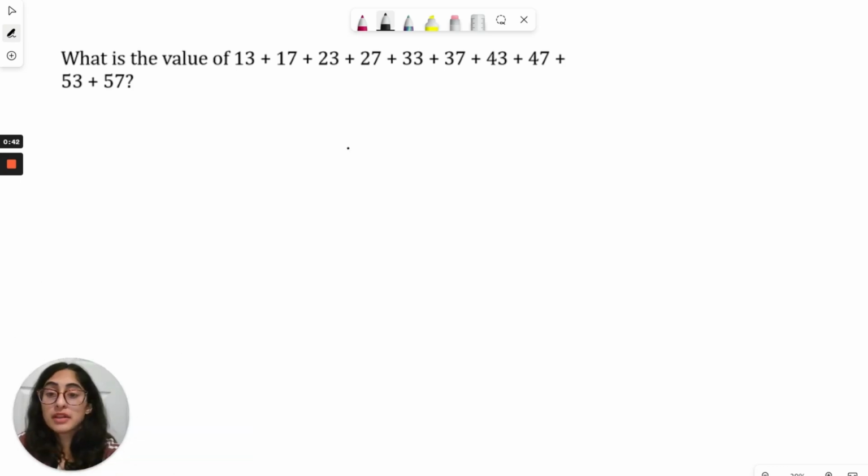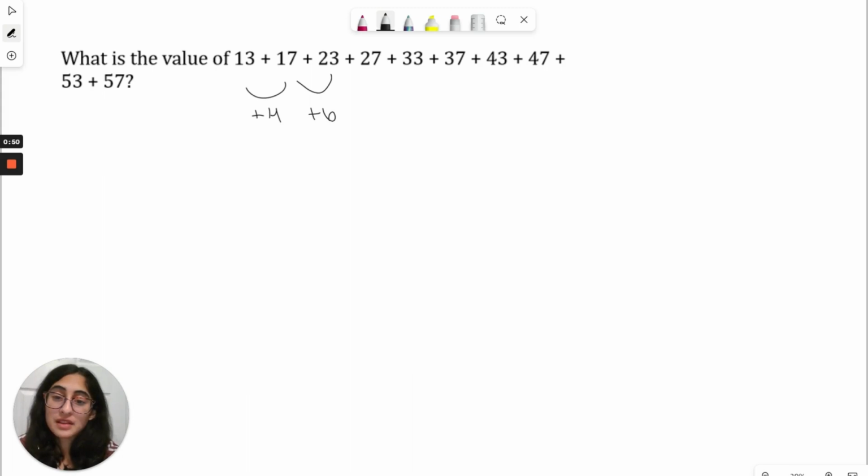We increased by 4 to get from 13 to 17. Oh, but we increased 17 by 6 to get to 23. So it's not arithmetic. But then from 23 to 27, we go up by 4. From 27 to 33, we go up by 6 again. And this pattern continues for the rest of this sequence.